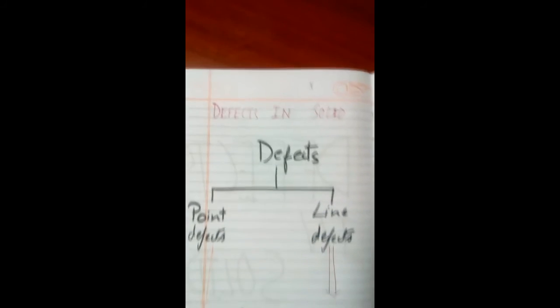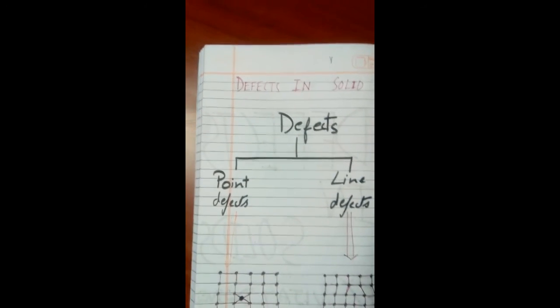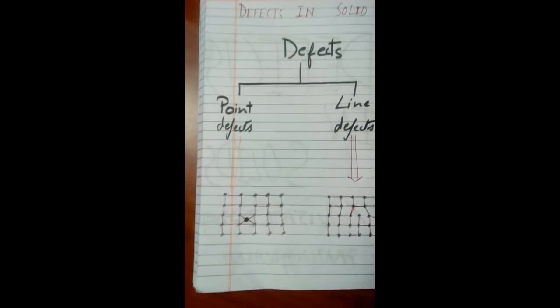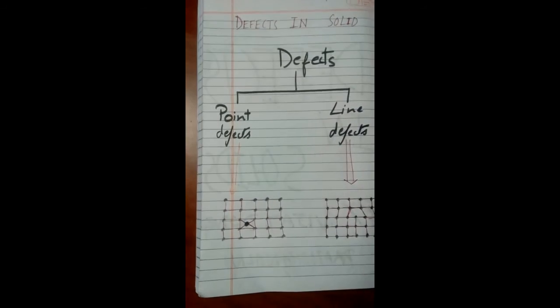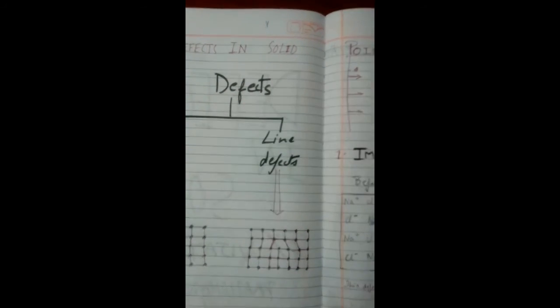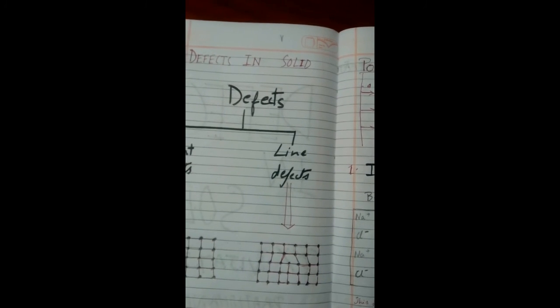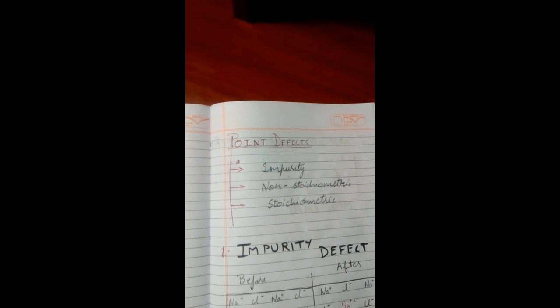Hello, I'm Vijay Dwivedi. In this video, we're going to discuss defects in solids. Hope you'll enjoy. Defects in solids are usually of two types, point defects and line defects. Point defect is due to deviation around a point or an atom in a crystal. Line defect is due to deviation in an entire row of lattice points. Point defects are further classified into three types: impurity, non-stoichiometric, and stoichiometric.